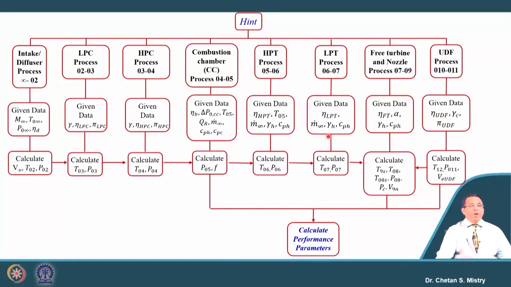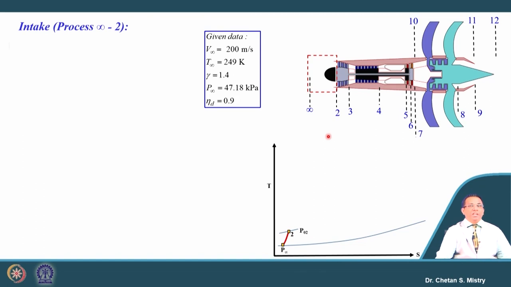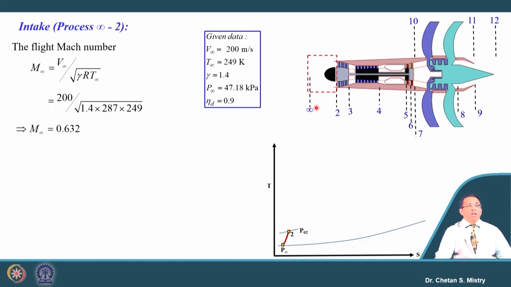Okay. With this background, I am sure you understand how we proceed. This is also one of the ways to solve the cycle analysis, so let us try to understand this. Let us say our first component is the intake, and for that intake we have the flight velocity, which is 200 meters per second. It is flying at 6 kilometer altitude, where the pressure and temperature are also known to us. Based on that we can calculate our flight Mach number, which is 0.632.